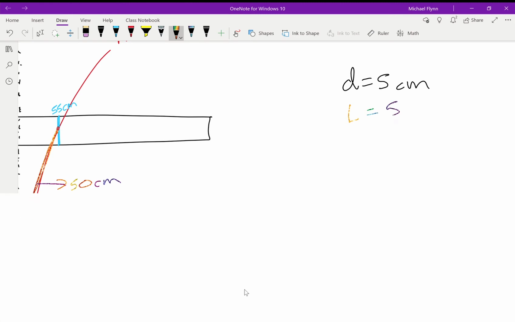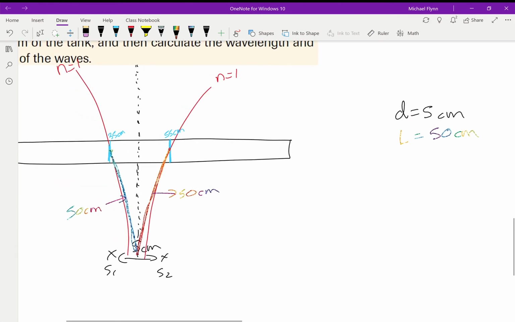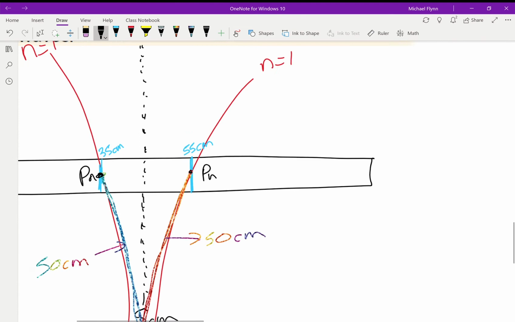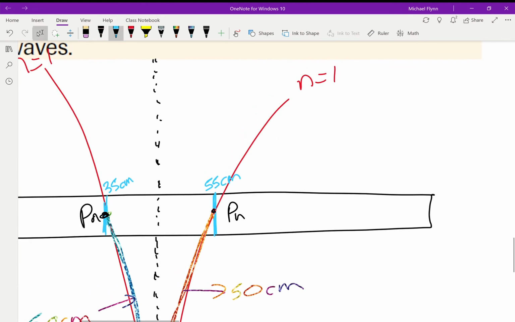So let's go on the margin. Right away we know that L is 50 centimeters. Okay, because that's what L is. It's the distance from the nodal point, P, right? And the midpoint joining the two sources, which is right down there. Okay, so this is Pn over here also. So there's two nodal points here. All right, now what we need to figure out from this information is what Xn is.